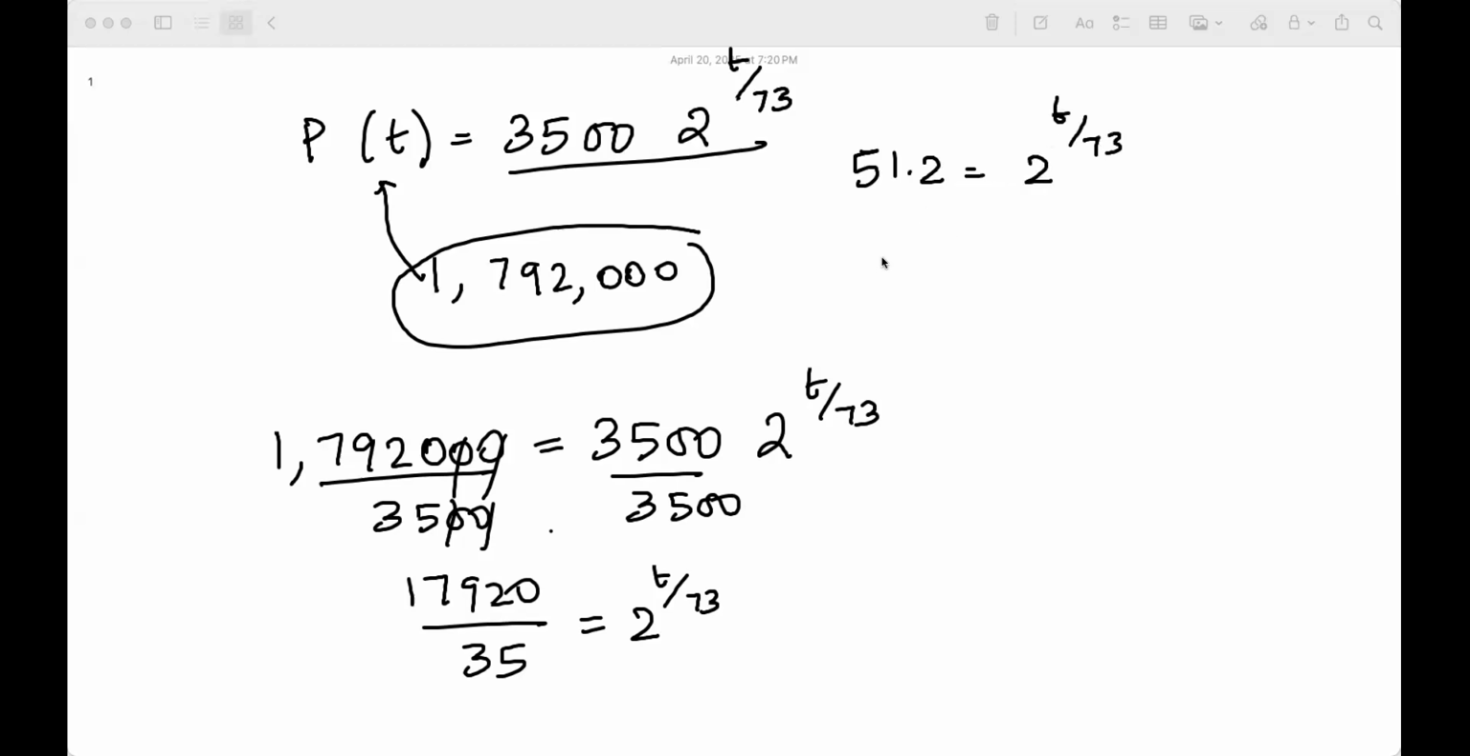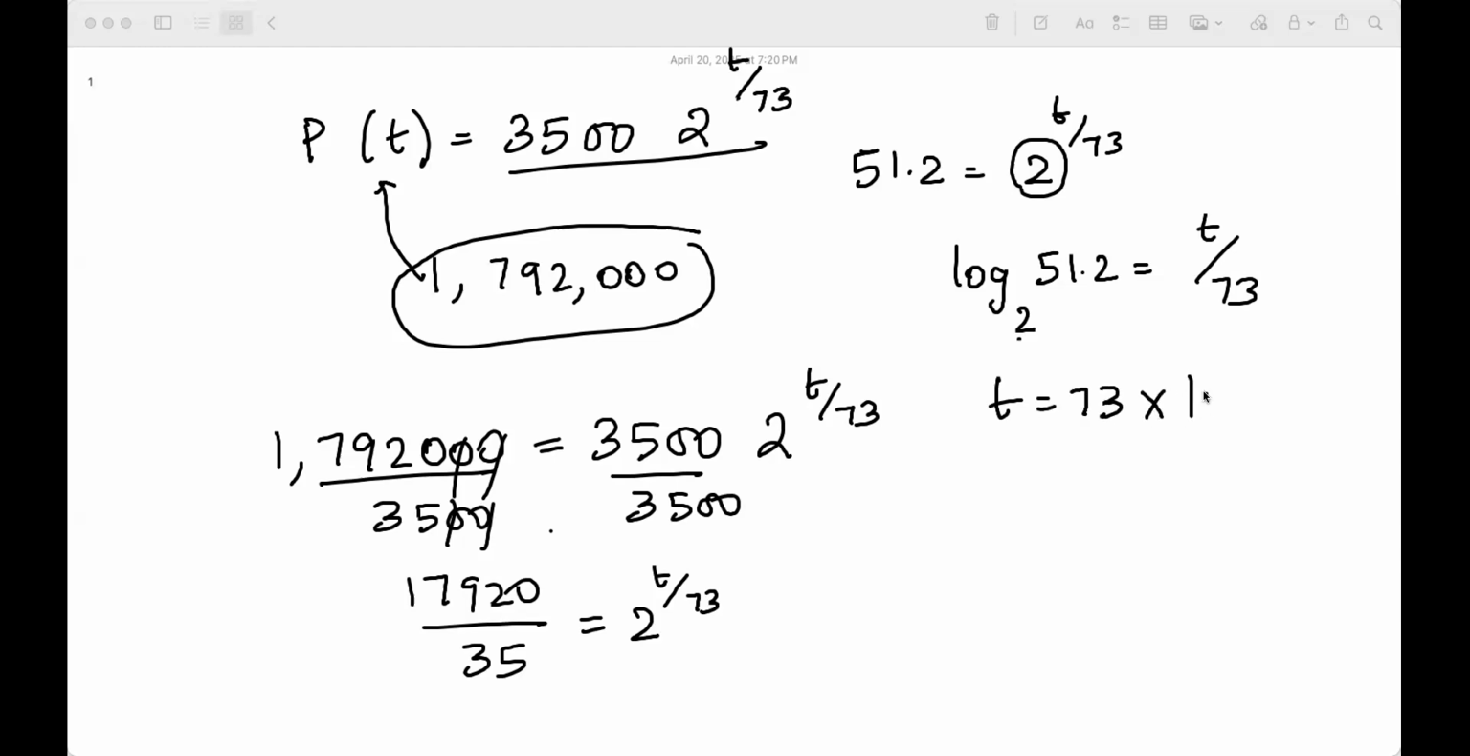Now, this is an exponential function. Unless I bring that exponent down, I cannot find values, right? So how do we change it to a logarithmic function? The base remains the same, log base 2, and I equate the exponent here. Now, do you see, log base 2 of 51.2 will be equal to t by 73. So t is equal to, multiplying by 73 on both sides, 73 times log base 2 of 51.2. For this one, I can go to the calculator.